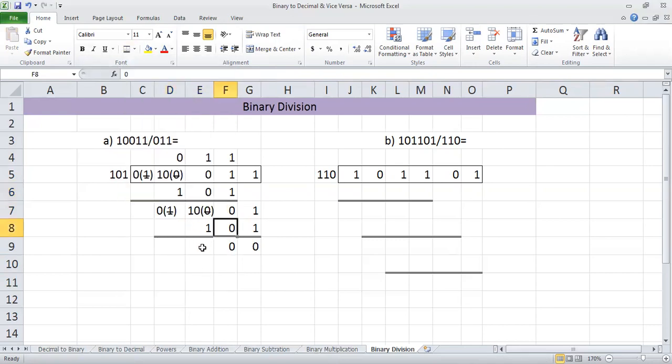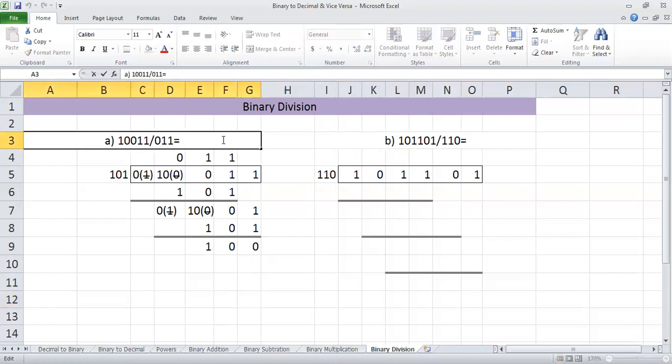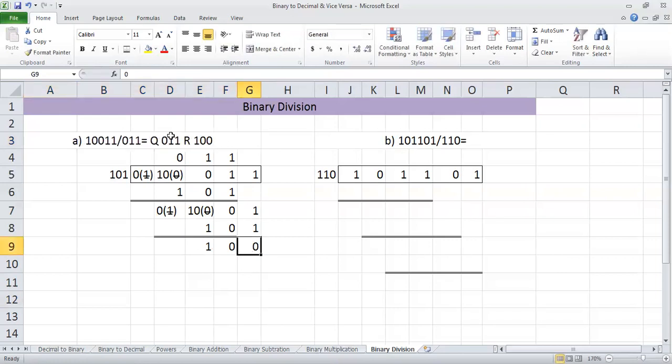Right now 10 minus 1 is 1. So here we cannot solve it further. We will not solve it in decimal numbers. We will just write the answer like this. Quotient we have 0, 1, 1 and remainder we have 1, 0, 0. Right? So you have to write both quotient and remainder in the answer. You don't have to divide it further.